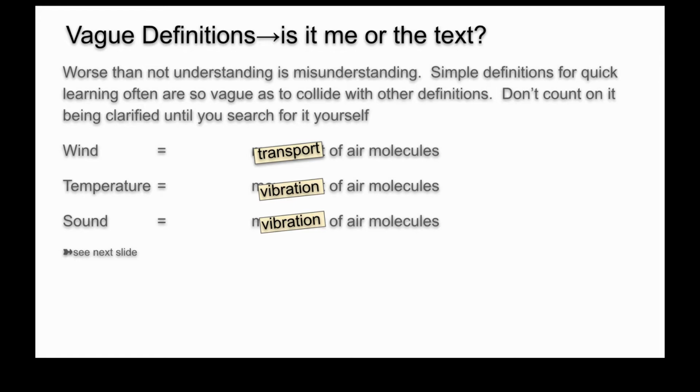Let's keep polishing. Wind is the transport of air molecules over long distances. Now we're a bit better with only three words added. Temperature is the random vibration of air molecules, while sound is the organized vibration of air molecules. Now the definitions are taking shape.